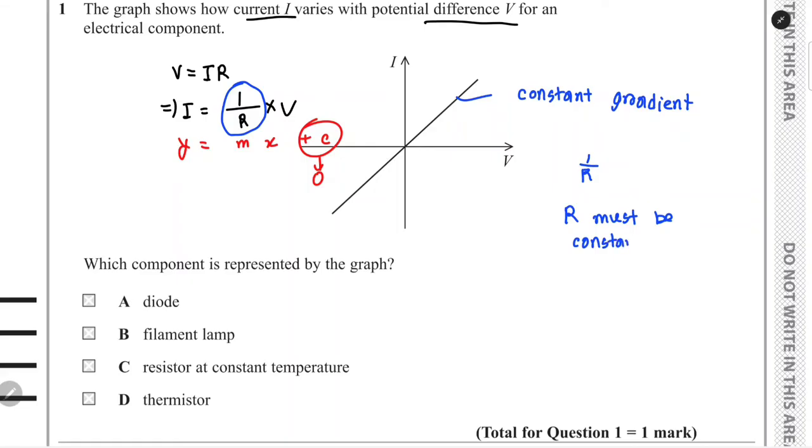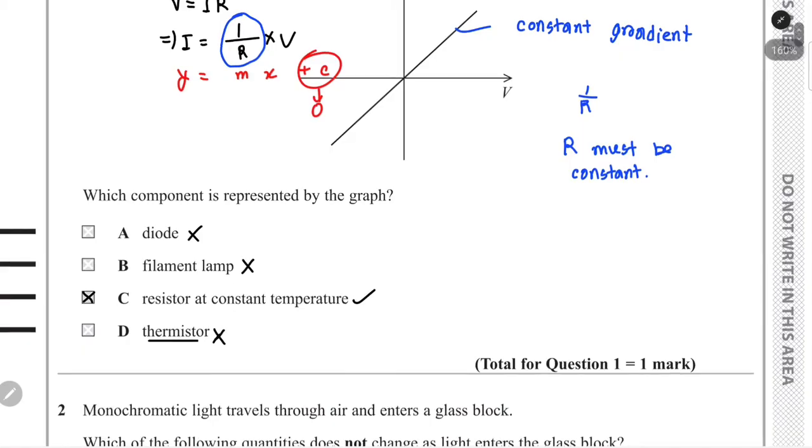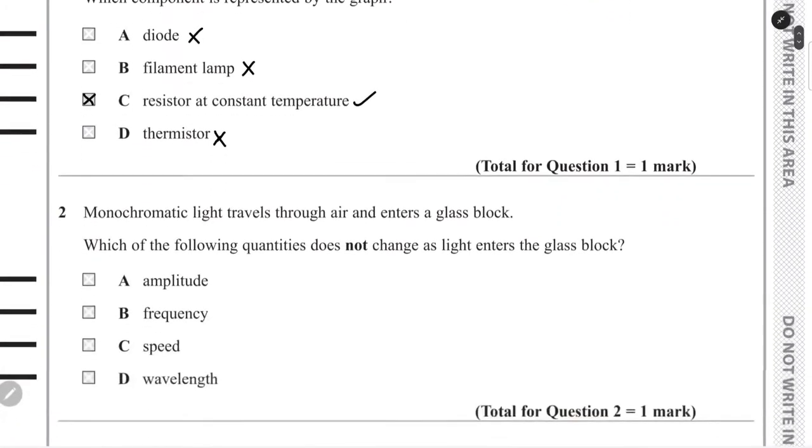Now we have to find for which component the resistance will be constant. For a diode, the resistance will change. For a filament lamp, the resistance will increase as we increase the voltage. This must be a resistor at a constant temperature. The resistance of a thermistor decreases as we increase the temperature or voltage. If we increase the voltage, the temperature goes up and the resistance of the thermistor falls. The resistance of a filament lamp increases. However, for a resistor at a constant temperature, the resistance is fixed.